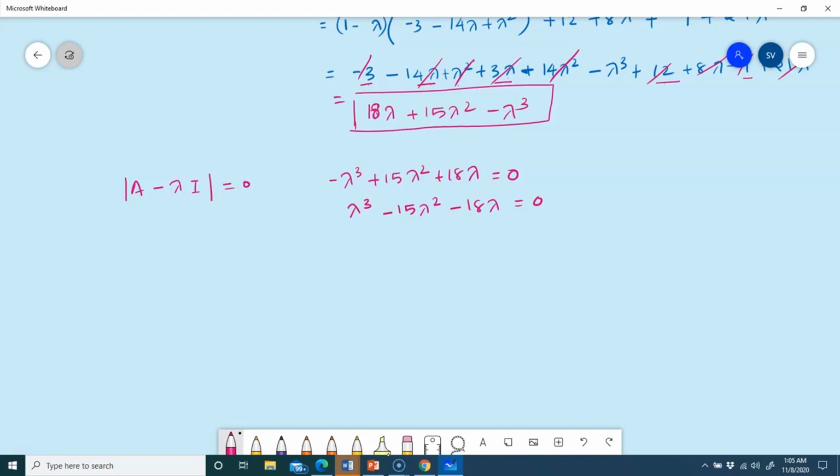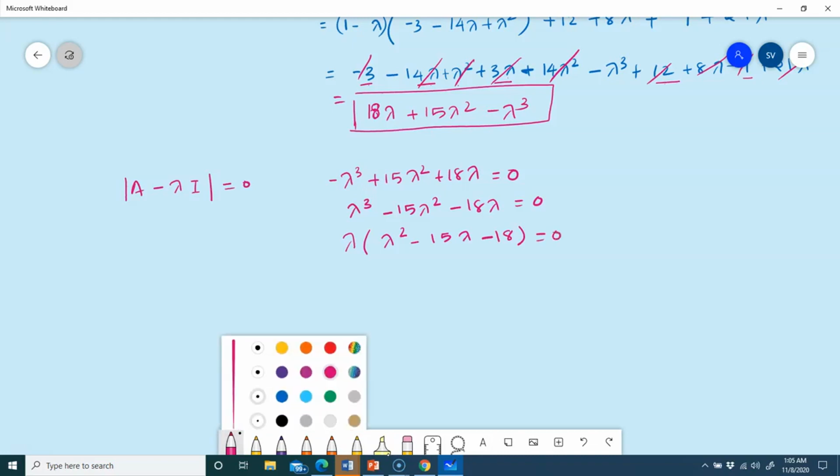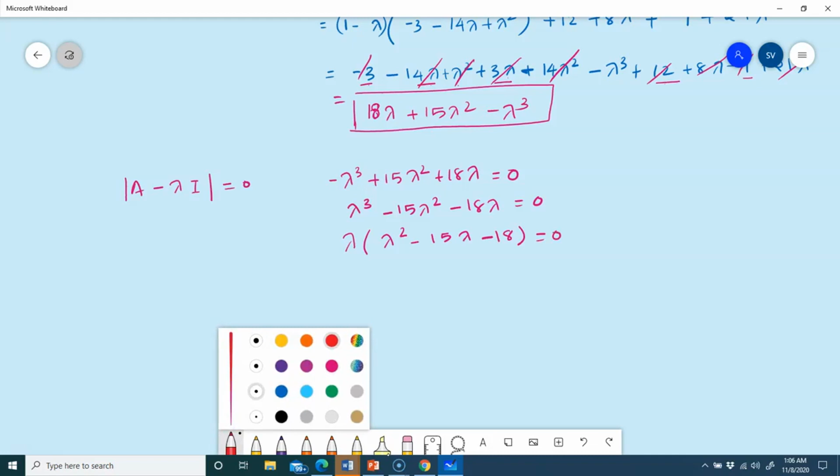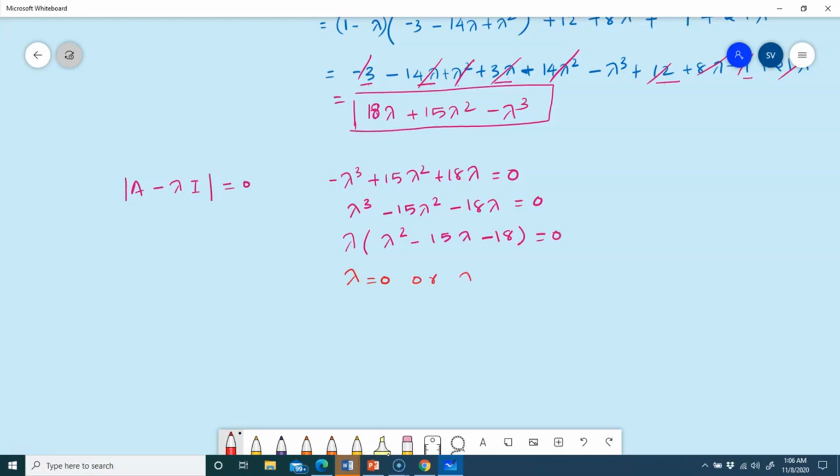We have a cubic equation, solve it. Fortunately, we have lambda in all terms. So just take the lambda out. Lambda times lambda square minus 15 lambda minus 18 equal to 0. So straight away you can use the product rule. Either lambda is equal to 0 or lambda square minus 15 lambda minus 18 equal to 0. So we already have one value, lambda equal to 0, the first eigenvalue of this square matrix.